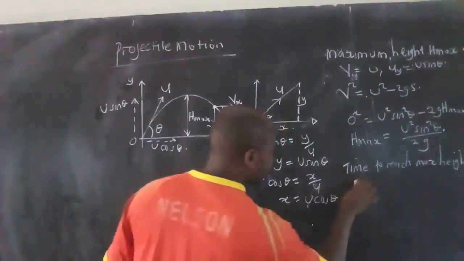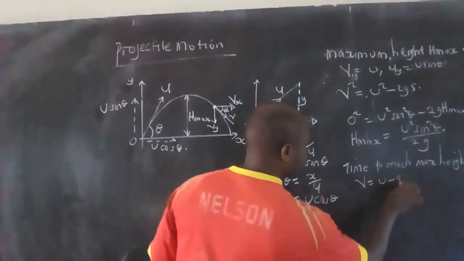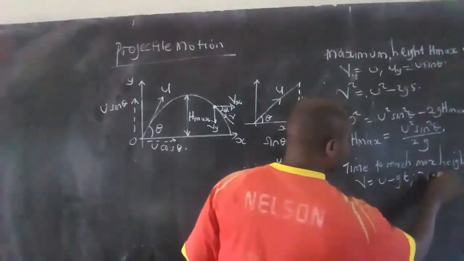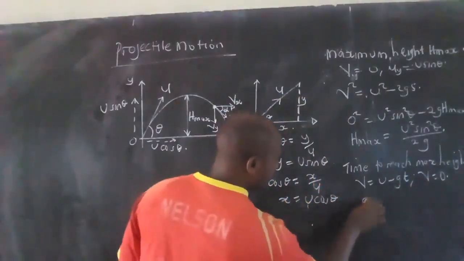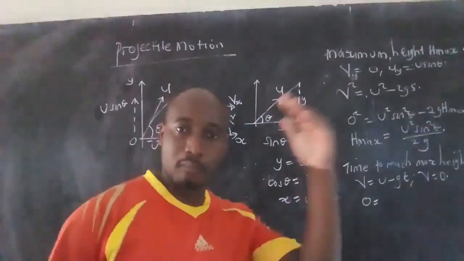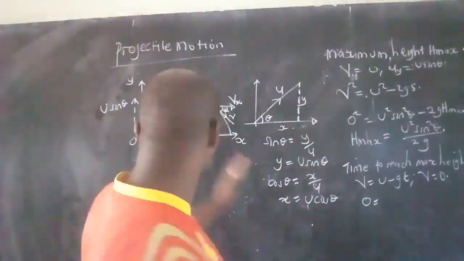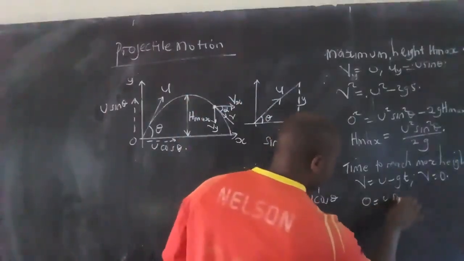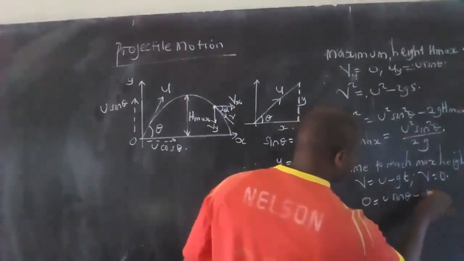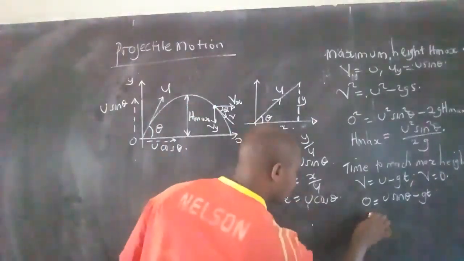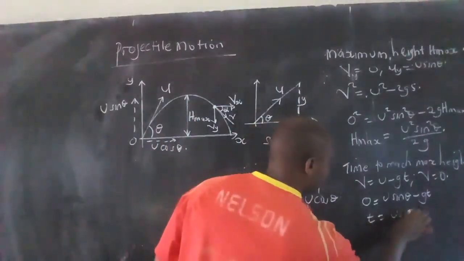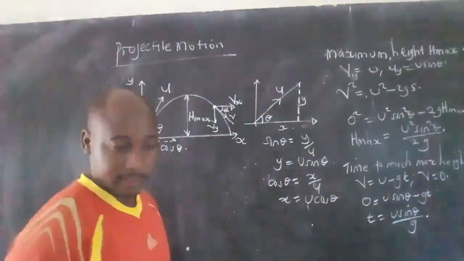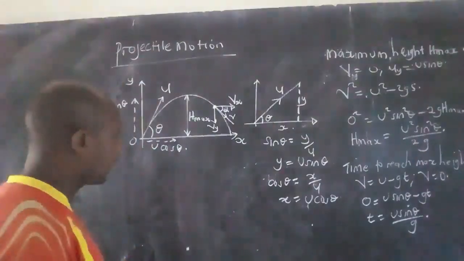We shall say that V equals U minus gT. But our V is equal to what? To 0. So our 0 will become, but this is vertical motion. In the vertical motion, the vertical component of velocity is U sine theta, so it is U sine theta minus gT. So what will be our T? Our T will become U sine theta divided by g. Is that okay?